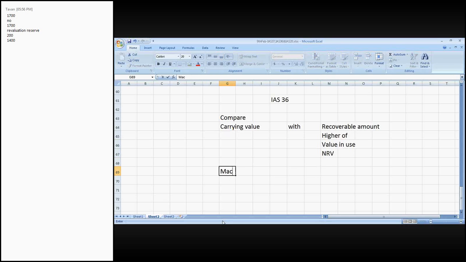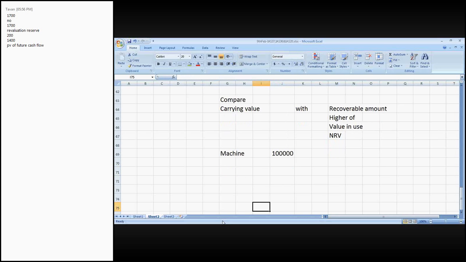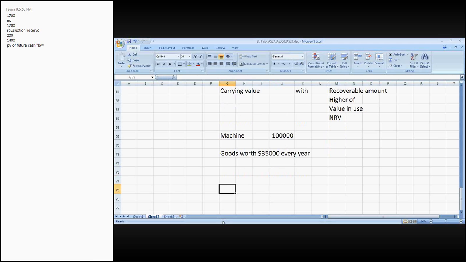You bought a machine worth 100,000. You produce goods worth $35,000 every year. The useful life of the machine is 5 years. That means for 5 years, you will be able to sell goods worth 35,000. Year 1 will give you 35,000 worth of goods.